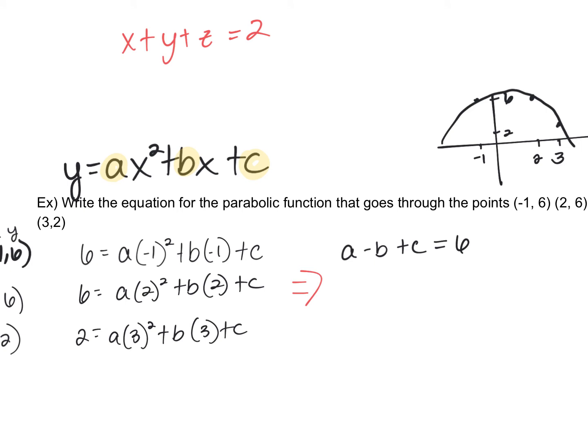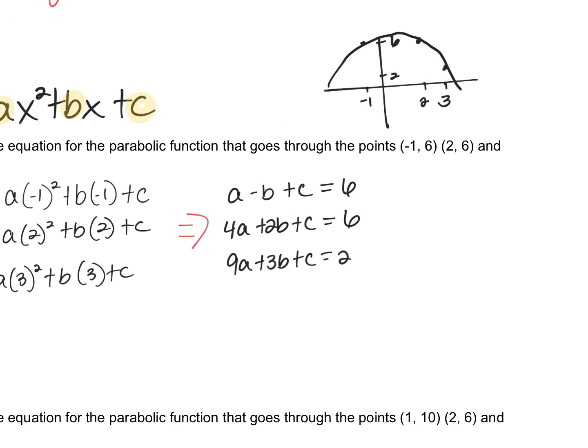Okay, clean up the second one. That would be 4a plus 2b plus c equals 6. The last one would be 9a plus 3b plus c equals 2. Okay. So now we're here. So now we can do good old systems of equations.